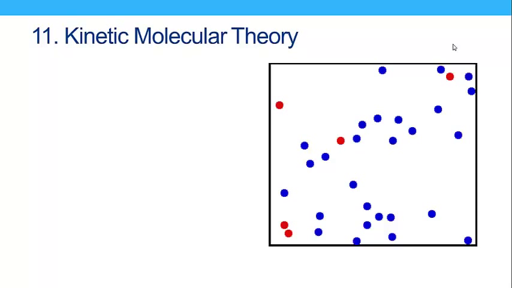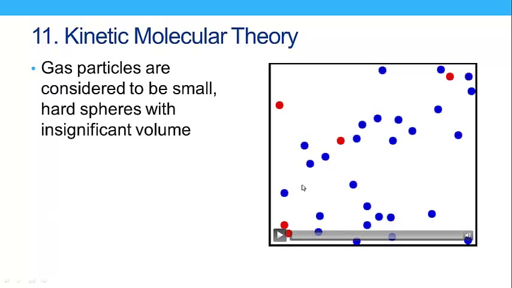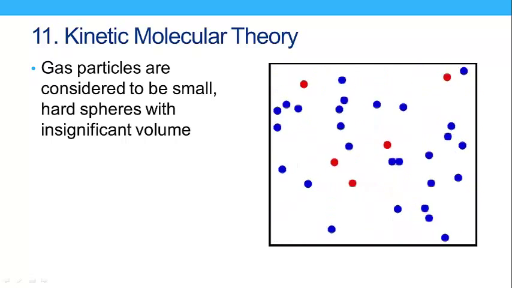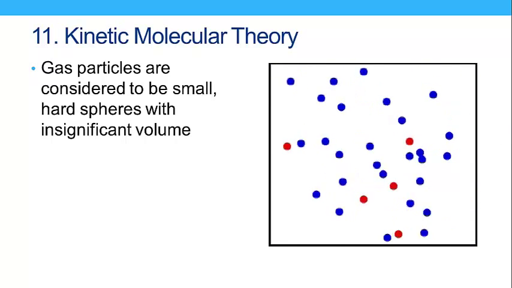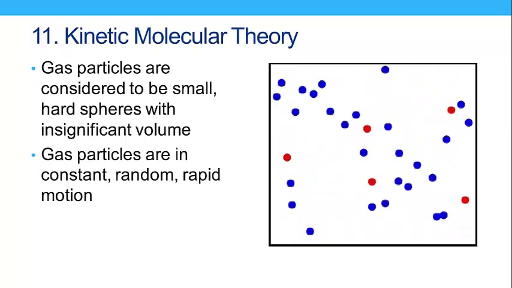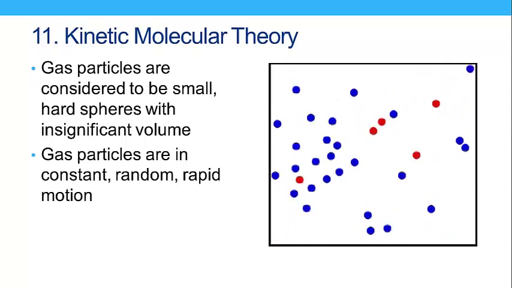Next section is about gases. First is to describe the kinetic molecular theory. According to kinetic molecular theory, this is just a way to describe the motion of the gas particles. The gas particles are considered to be small, hard, round spheres with insignificant volume. The gas particles are in constant, random, rapid, and straight line motion.